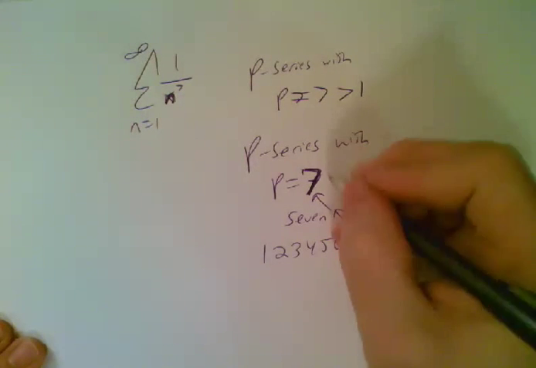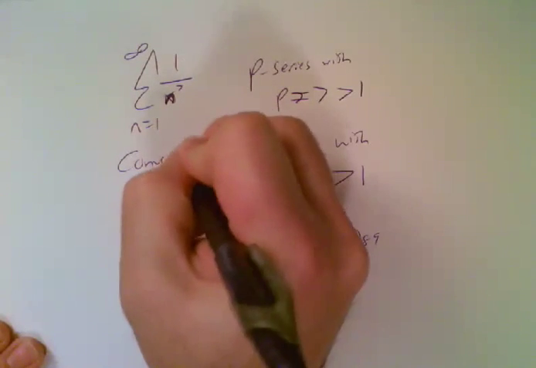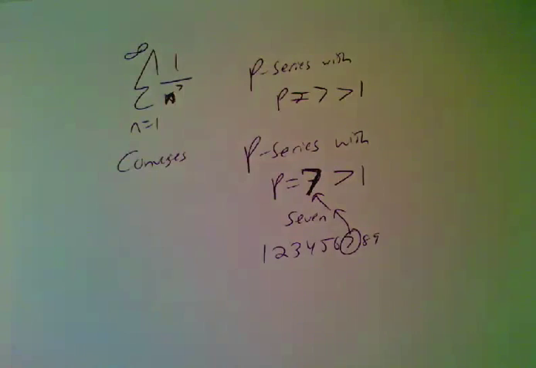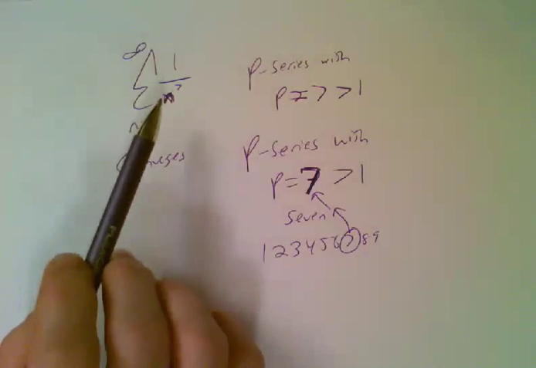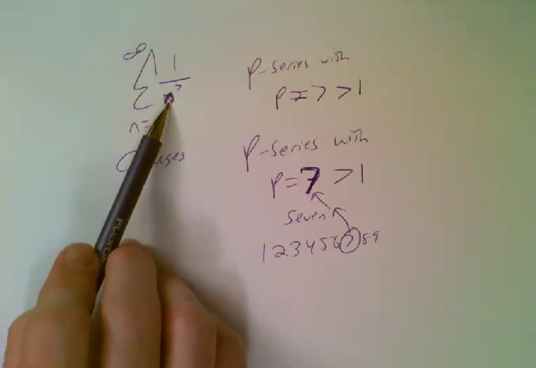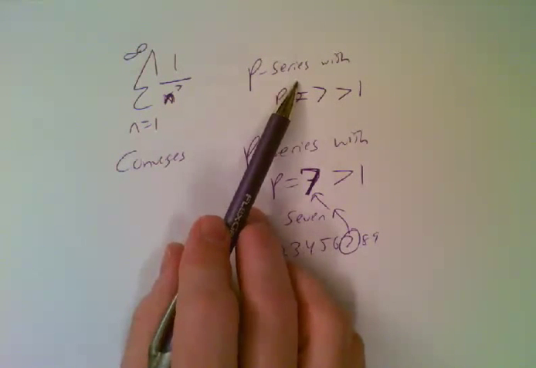So p equals 7, which is greater than 1. Therefore, this series converges because of the p-series. That's it. That's all you actually have to do. Well, you don't actually have to do all this stuff. That's just me being an idiot. But the idea is you can simply recognize this as a p-series kind of problem, and you can use this as an actual justification.